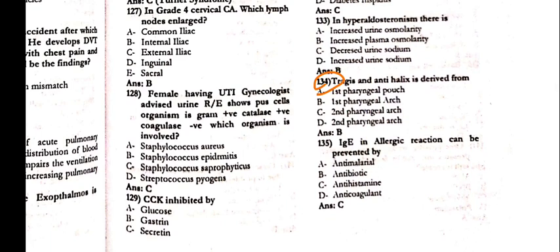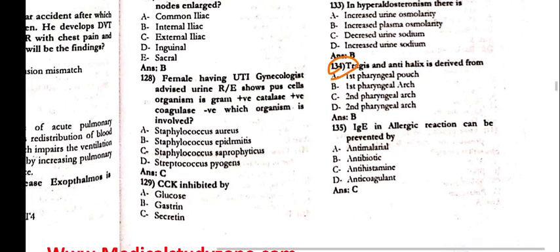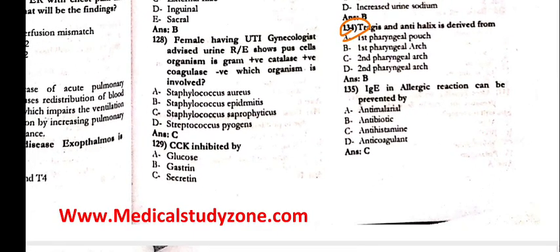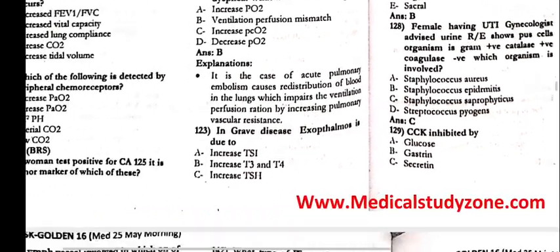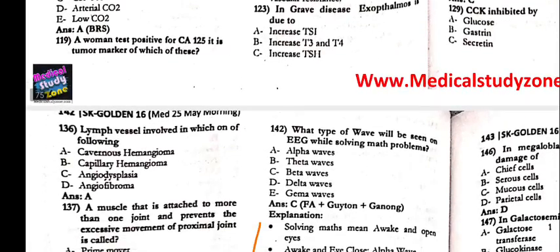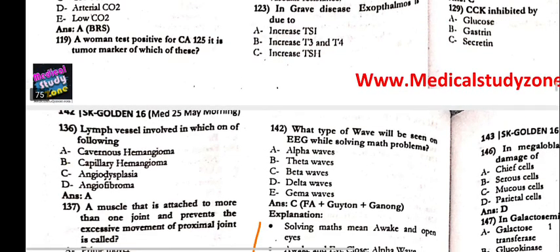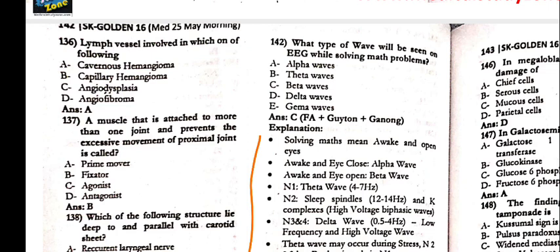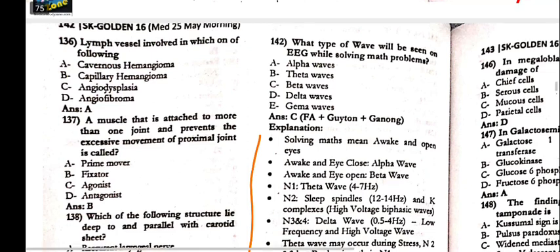134. The tragus and the antihelix are derived from the first pharyngeal arch. 135. IgE in the allergic reaction can be prevented by antihistamines. Next, 136. The lymph vessel is involved in which of the following? The cavernous hemangioma. 137. The muscle that is tied to more than one joint and prevents excessive movement of the proximal joint is the fixator.